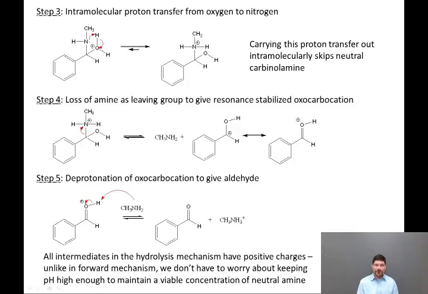So we looked at the overview of imine formation, we looked at the detailed mechanism of imine formation, and now we looked at the mechanism of imine hydrolysis. Continuing on our tour of the reaction of aldehydes and ketones with nitrogen nucleophiles, in our next video, we're going to look at what happens if you use a secondary amine as the nucleophile instead of a primary amine.